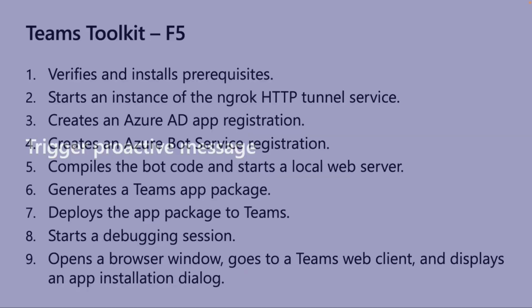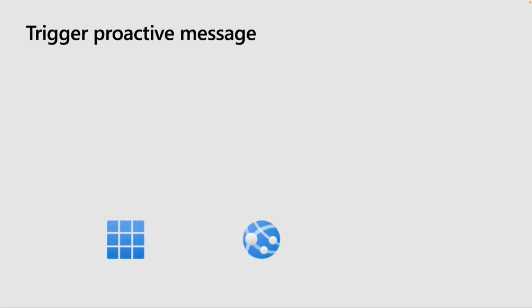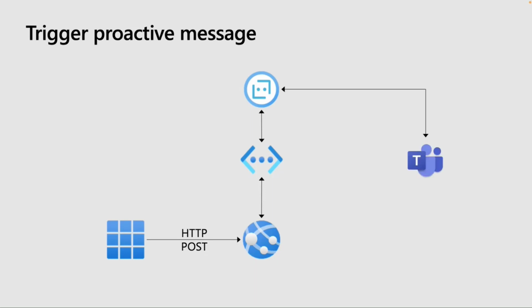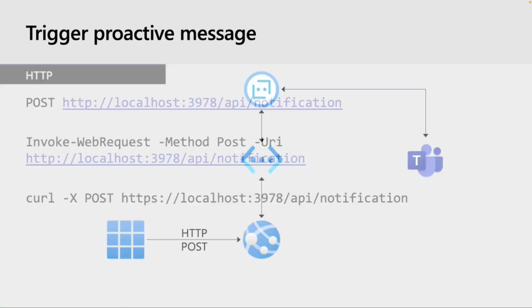So let's talk about how we can trigger this proactive message once Teams Toolkit has got everything set up. We have our web server and we have a client, and that client is going to send an HTTP post. Our web server is going to intercept that message. It's going to send that up to the Azure bot service, which is then going to send that message into Teams.